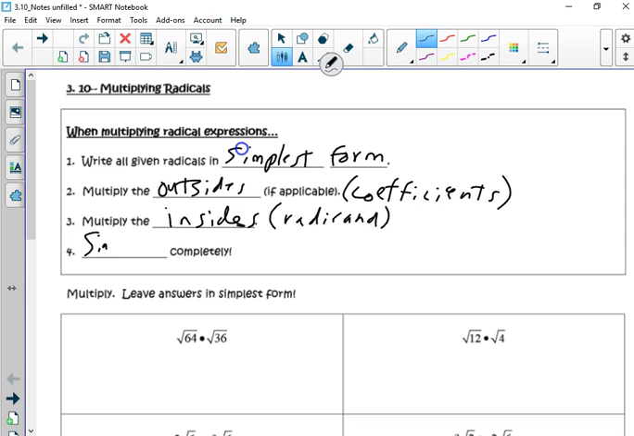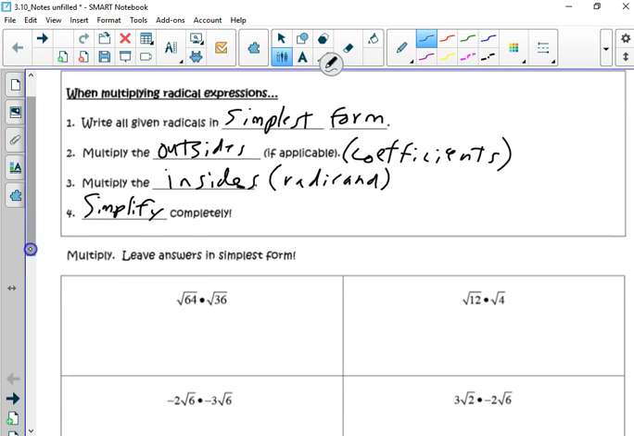And then you still have to check to make sure it can't simplify some more. So even though you simplify at the beginning, sometimes after multiplying, you end up with another number that can be simplified underneath. So you always got to check for that. Now, this first one is a perfect example of why we simplify first. 64 times 36. That equals the square root of 2,304.